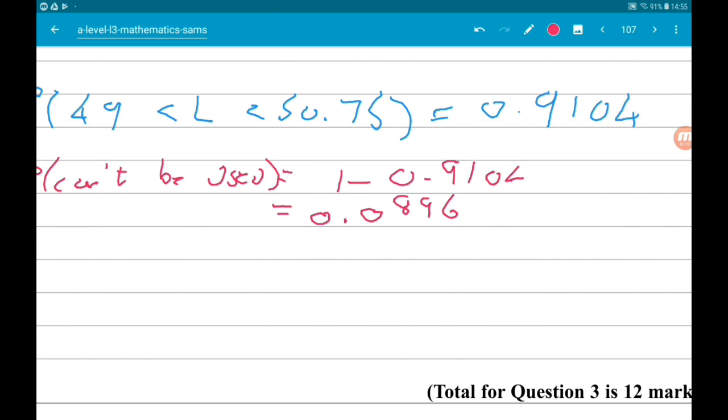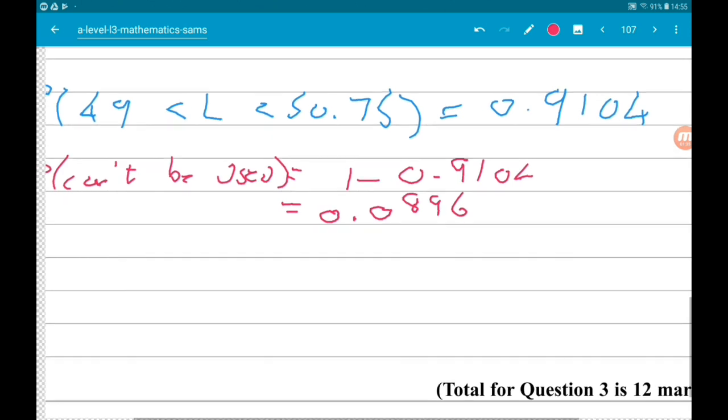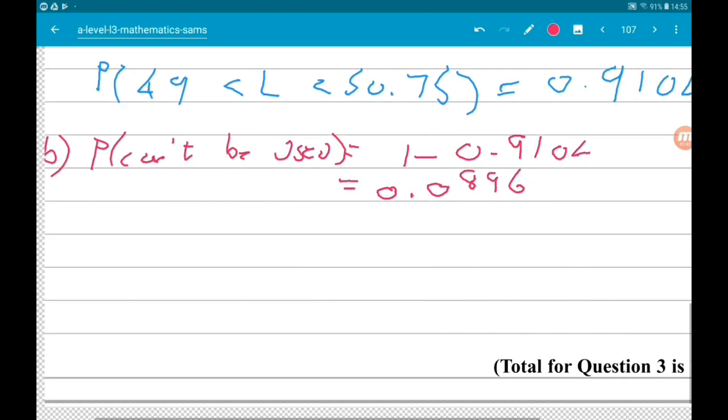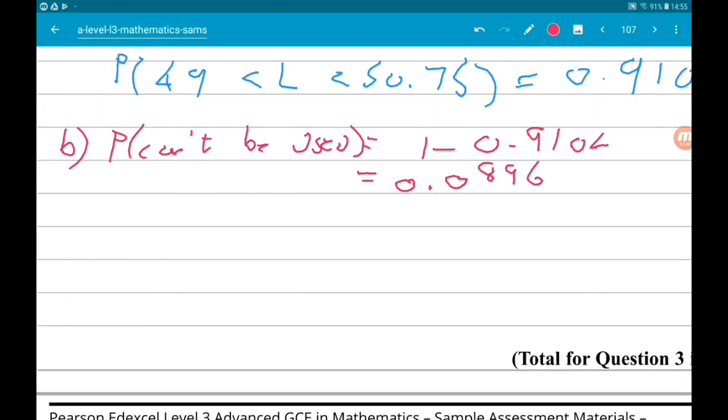Now, we need to define a variable. We can't use L because that was the length of a strip. So I'm going to say F, so let F be the number of strips that can't be used.